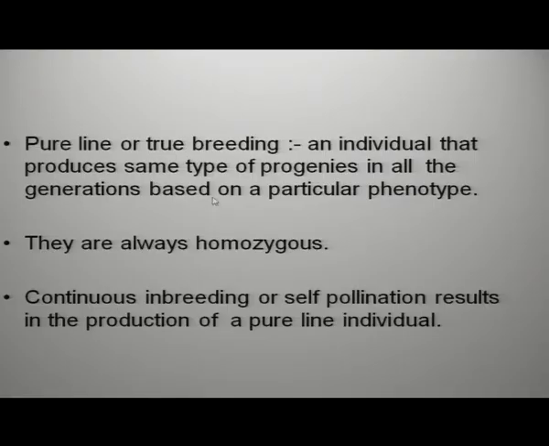Now, how can we convert a plant or an individual into a pure breeding one? We can do continuous inbreeding in the case of animals, and in plants we can do continuous self pollination. So, by continuous self pollination or continuous inbreeding, we can convert an individual into a pure breeding one, a pure line, a true breeding one, or a homozygous one.